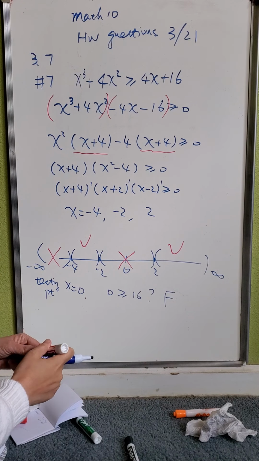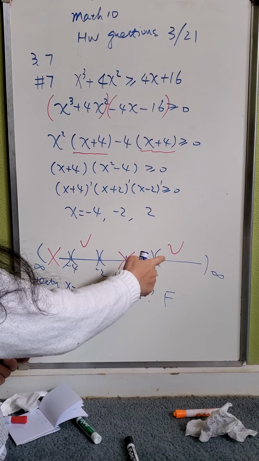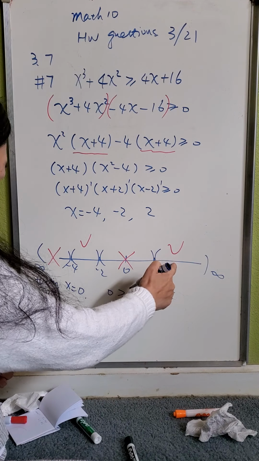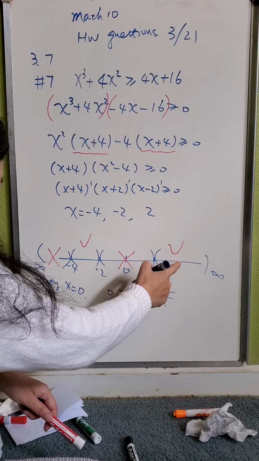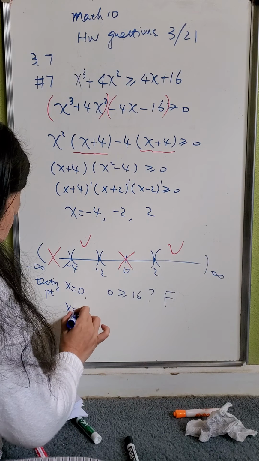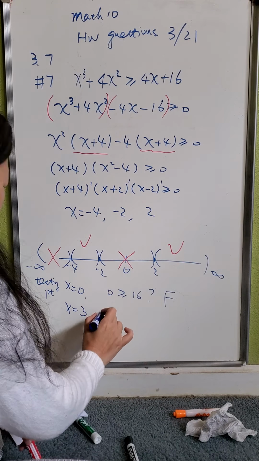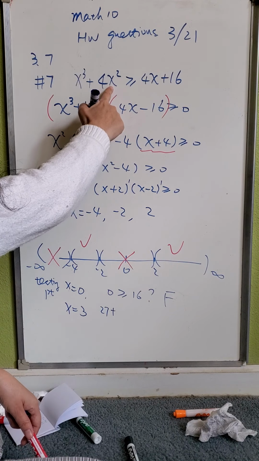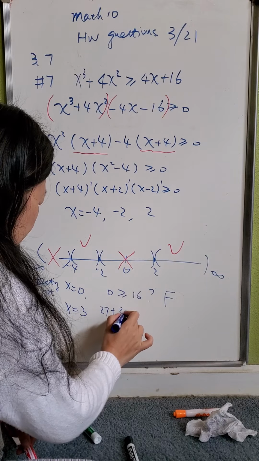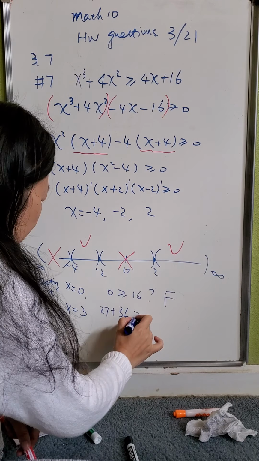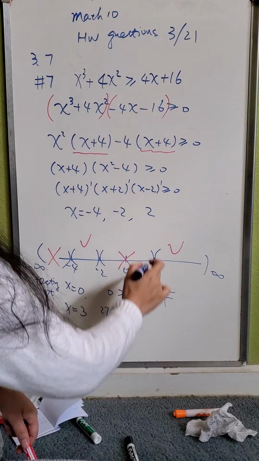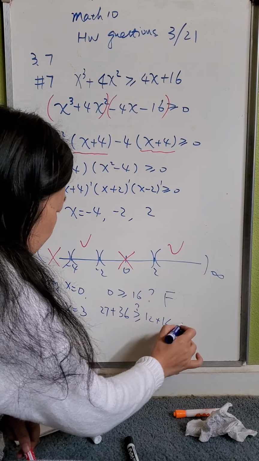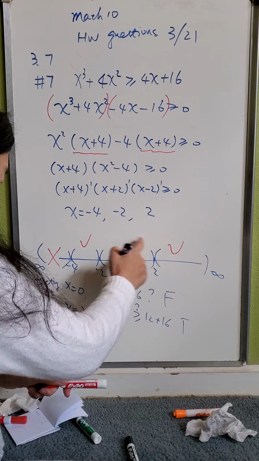And if you're not sure, you can pick 1 point inside to see that it's really true. So let's say I pick x equals 3 and put it inside here. 3 to the 3rd power is 27, 3 squared is 9, so it's 36. Is that greater than or equal to 4 times 3 equals 12, plus 16? Yeah, the answer definitely is yes. So that's true, which means this is correct.